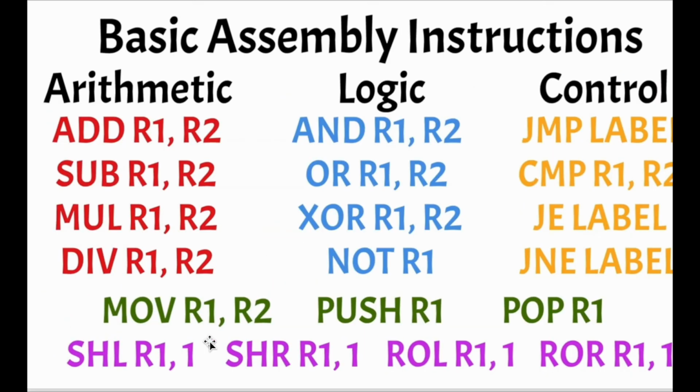Basic assembly instructions fall into several categories, each serving a unique function in programming. Arithmetic instructions perform mathematical operations. For example, add R1 and R2 adds the value in register R2 to the value in register R1. And the same thing with subtracting. And then we have the logic, and then we have control.